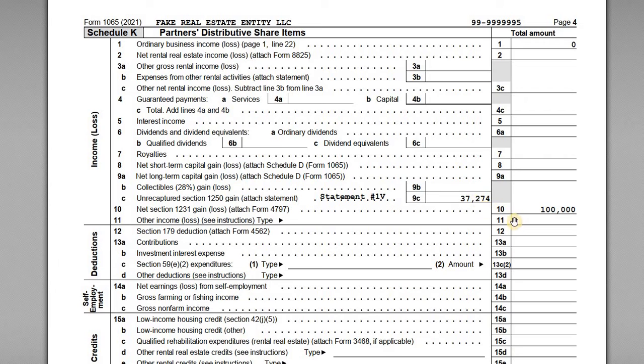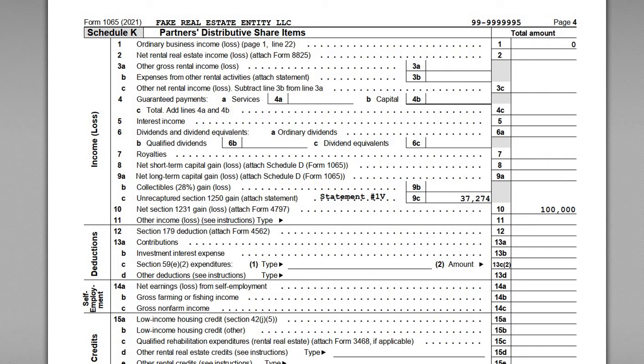The gain isn't adding the two together, right? The gain is still 100K, but a piece of it is the unrecaptured section 1250. And that's the important part here, because remember, $100,000 is going to be section 1231 gain. You get long-term capital gain treatment, but we have to be careful of the piece that is section 1250 gain, because that is taxed a little differently, right?